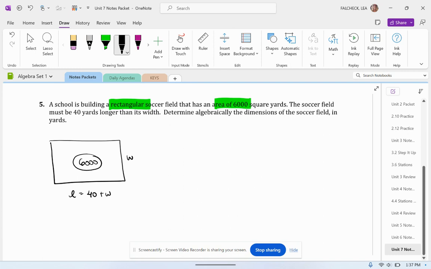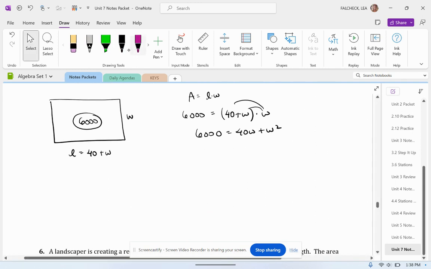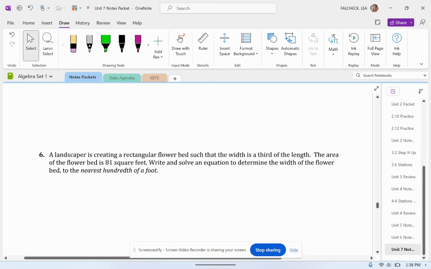Determine algebraically the dimensions of the soccer field in yards. So the area is equal to the length times the width. The area is 6,000 square yards. So the length can be expressed as 40 plus W, times W. So I would distribute the W, and I would end up getting 40W plus W squared. That is it.